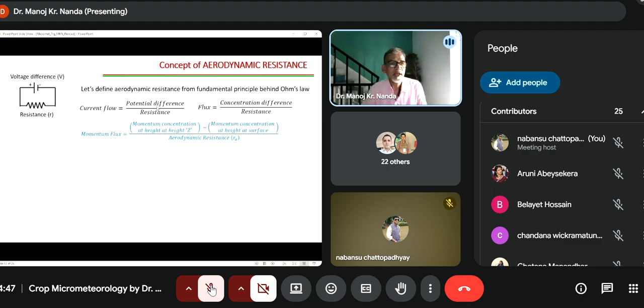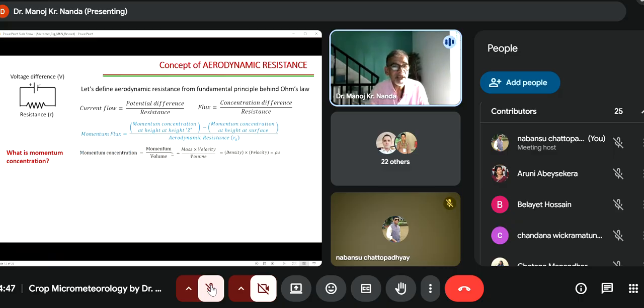Now, the potential difference is the momentum concentration at height z and the momentum concentration at surface level. I told you, the potential difference between layer 1 and layer 2. So at height z, momentum concentration, and at surface level, momentum concentration. What is the momentum concentration at surface? At surface, I know wind speed is 0, so momentum is 0. Now this part is becoming 0. So it is simply momentum concentration at height z divided by aerodynamic resistance that is my momentum flux.